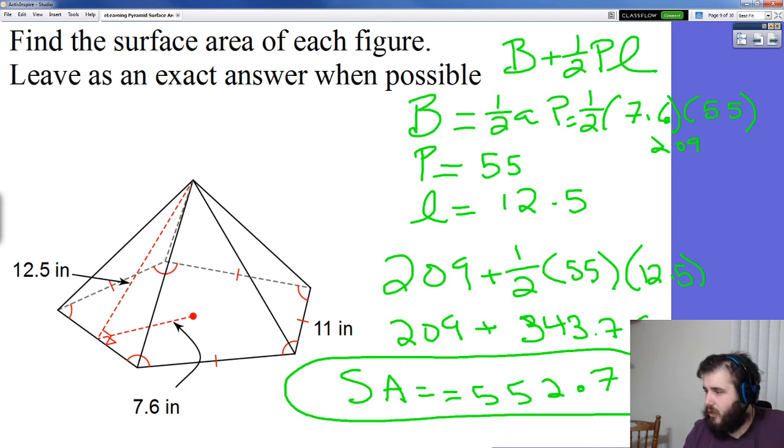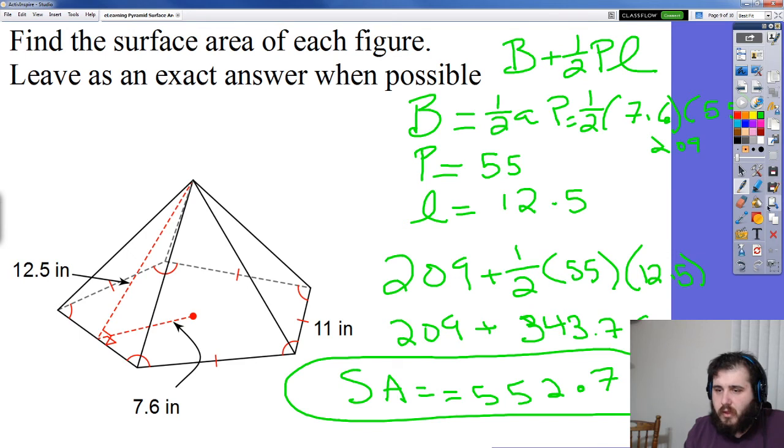That square doesn't look high enough. Let's do better here. Let's make that square look properly squared. There you go. And again, if they want the lateral area, if they want just the triangles up here, then they just want that 343.75, the 1/2 PL. That's your lateral area of your pyramid.